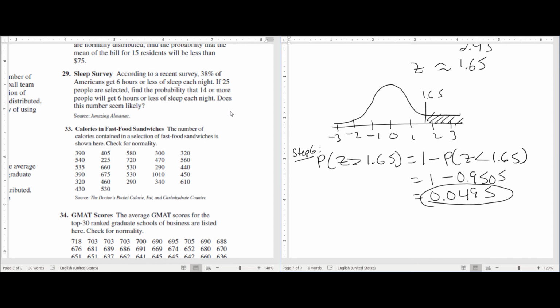So that's your probability that 14 or more people will have 6 hours or less sleep each night. It's not very likely because that's a very small percentage. This is about 4.95%, which is not likely.